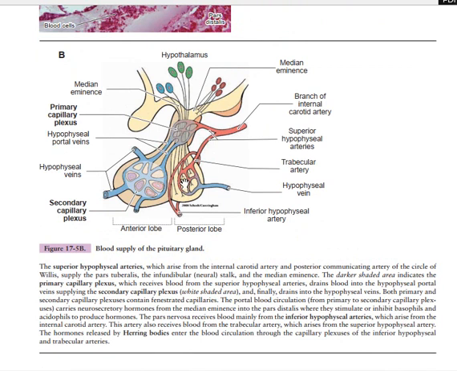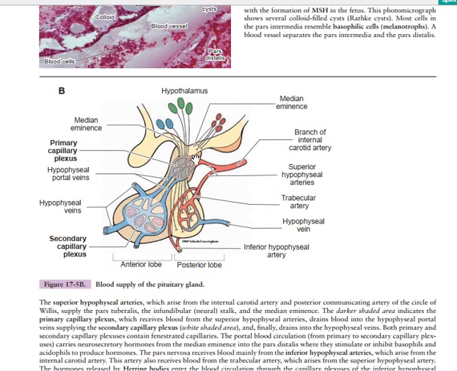Now the next one, this is the blood supply of the pituitary gland. Now we need to know that the pituitary gland is supplied by the superior hypophyseal artery and the inferior hypophyseal artery. The superior hypophyseal artery supplies both the anterior pituitary gland and the posterior pituitary gland, but the inferior hypophyseal artery only supplies the posterior pituitary gland. Is it clear? Now we need to know that the superior hypophyseal artery produces a first plexus of capillaries here, and it produces a plexus of capillaries here.